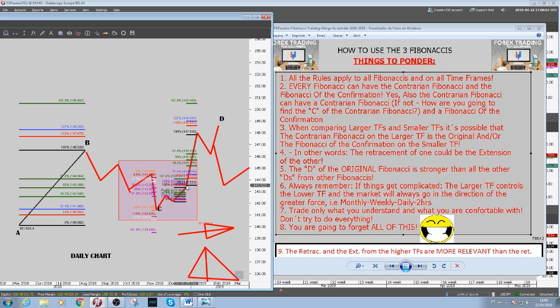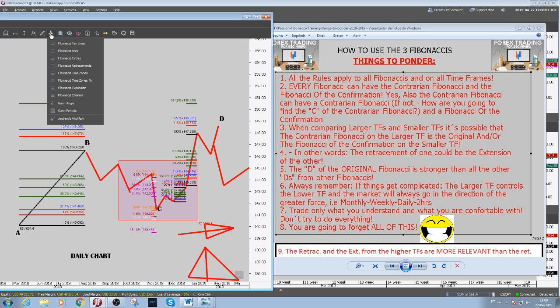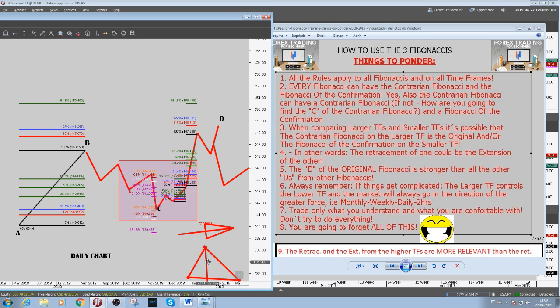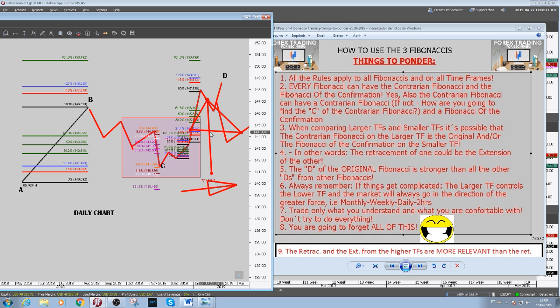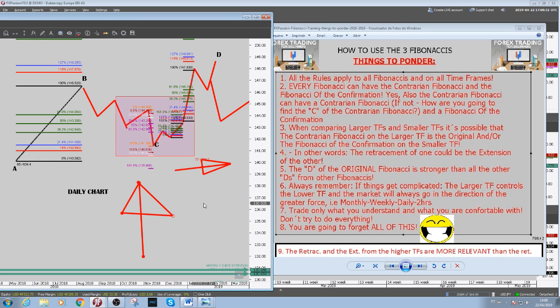So you are here and you want to trade this Fibonacci of the confirmation, and your take profit is up here. Here is the D, here is the blue, this is the D extension of the original Fibonacci. So when this happens, you need to cancel all the Fibonaccis on the small time frames and start all over again. We're going to show you in just a few seconds.